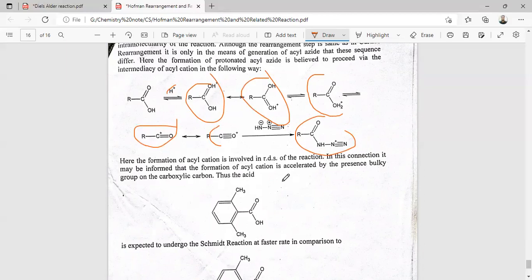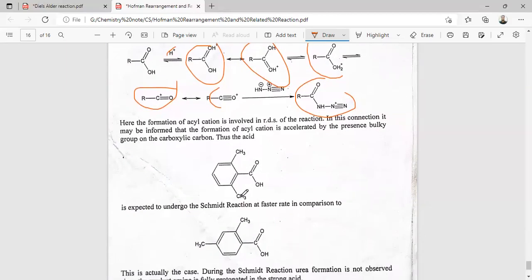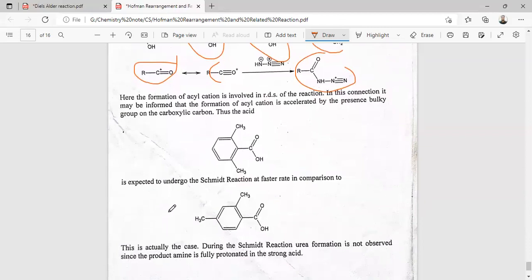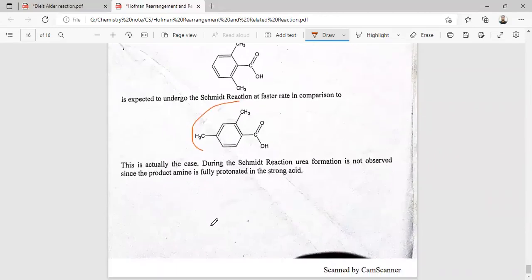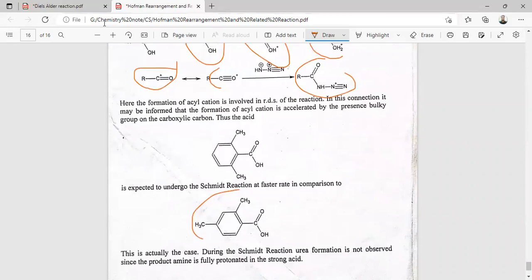In this connection, it may be inferred that the formation of the acyl cation is accelerated by the presence of bulky groups on the carboxyl carbon. Thus the acid with bulky groups undergoes the Schmidt reaction at a faster rate in comparison to this. This is actually the case; during the reaction, further reaction of the product is not observed, since the product amine is fully protonated in the strong acid. So thank you.